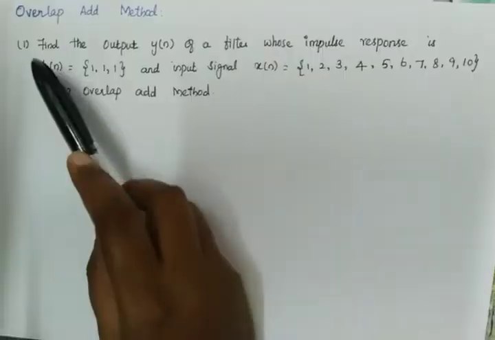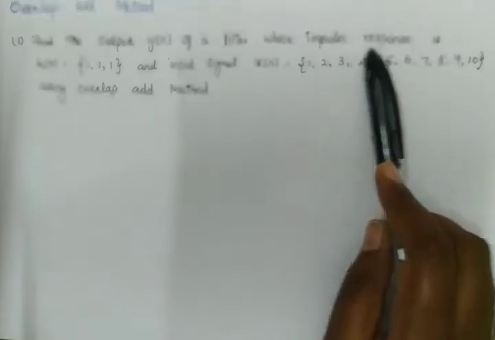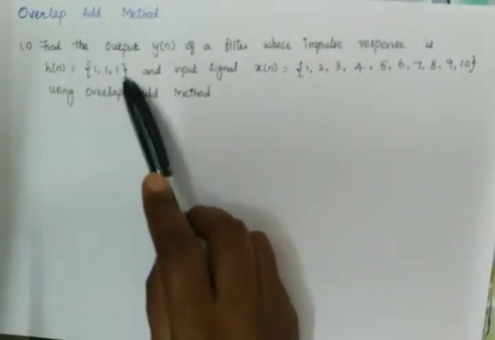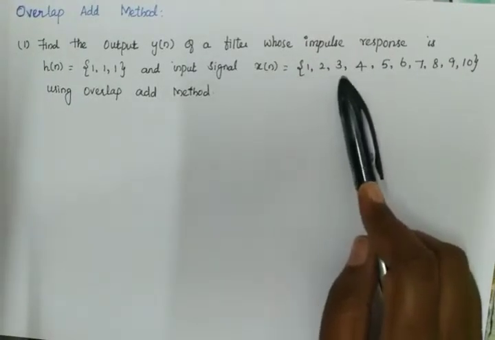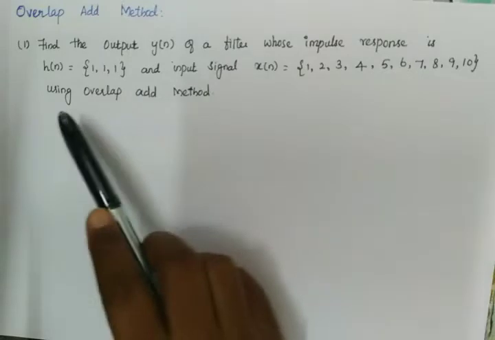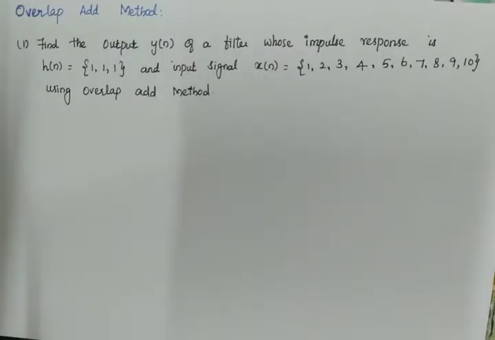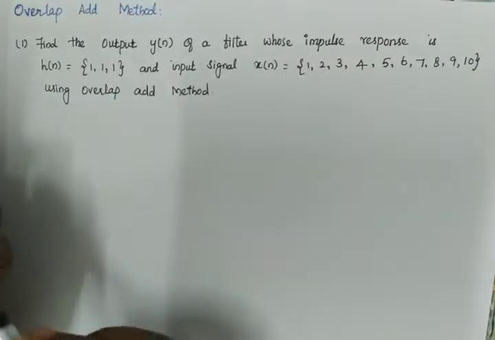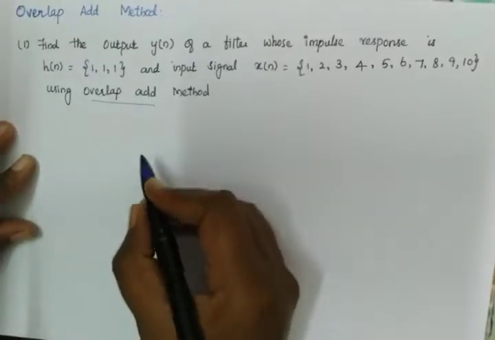This is the question. Find the output y of n of a filter whose impulse response is h of n, which is equal to 1, 1, 1, and the input signal x of n is equal to 1, 2, 3, 4, 5, 6, 7, 8, 9, 10, using the overlap add method. So they have given x of n and h of n, and we have to solve this by using the overlap add method. Now let us solve.